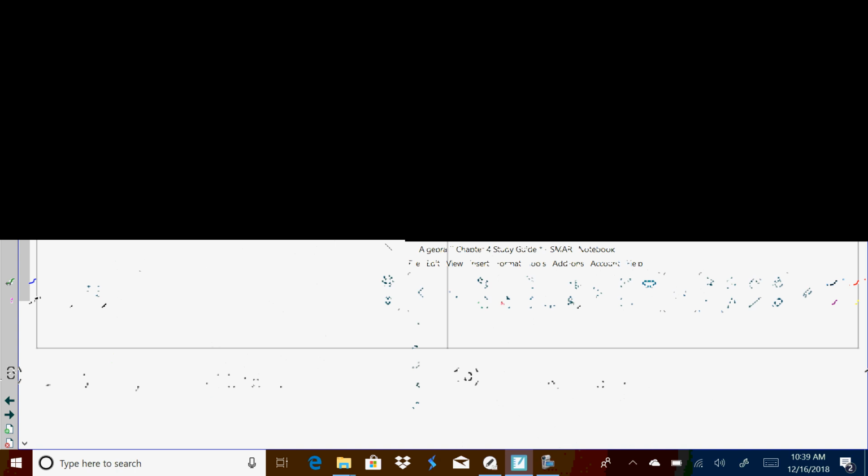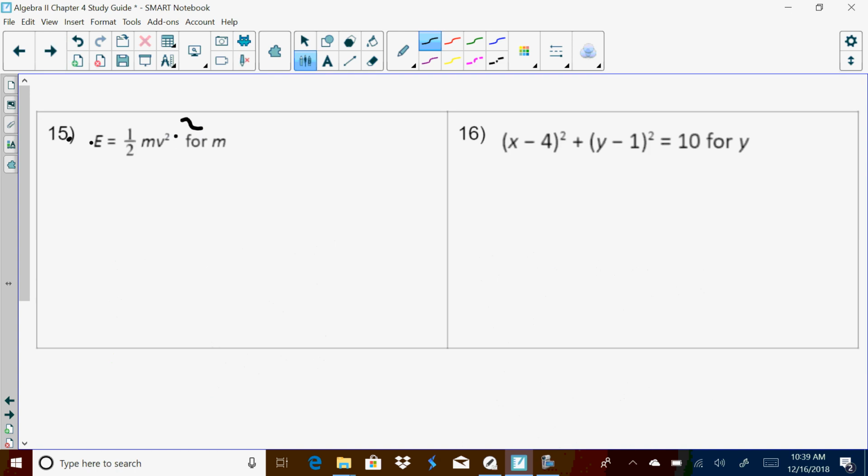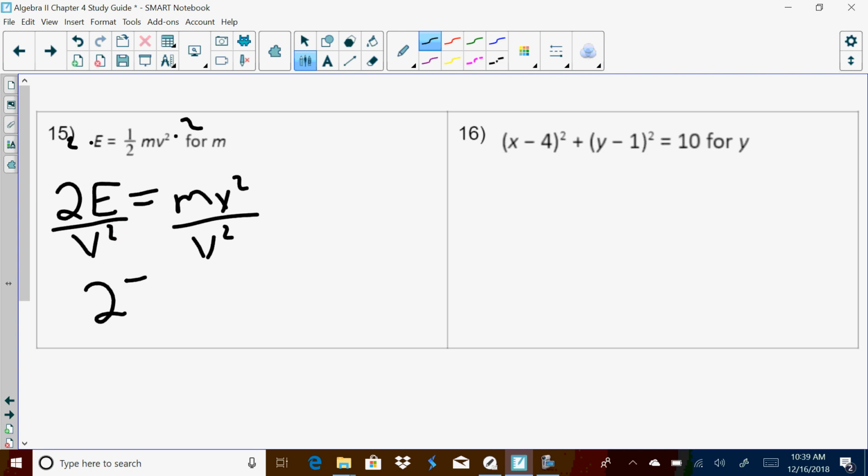I'm solving for m in this one. So the first thing I'm going to do is multiply both sides by 2. So I get 2e equals mv squared, and then divide by v squared. So final answer, 2e over v squared equals m.